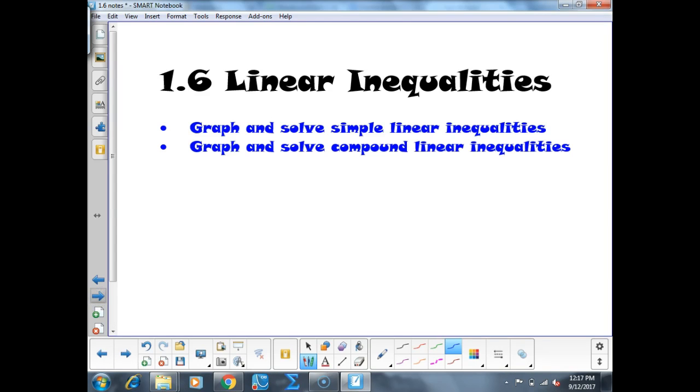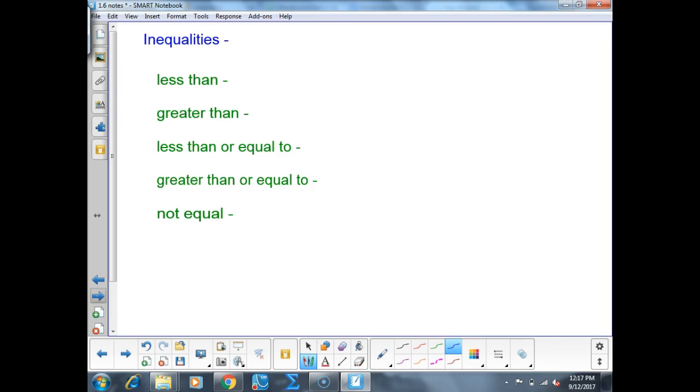So, today we are going to solve or deal with linear inequalities. Okay? So, before we get into the linear inequalities, let's talk a little bit about what inequalities we're talking about.